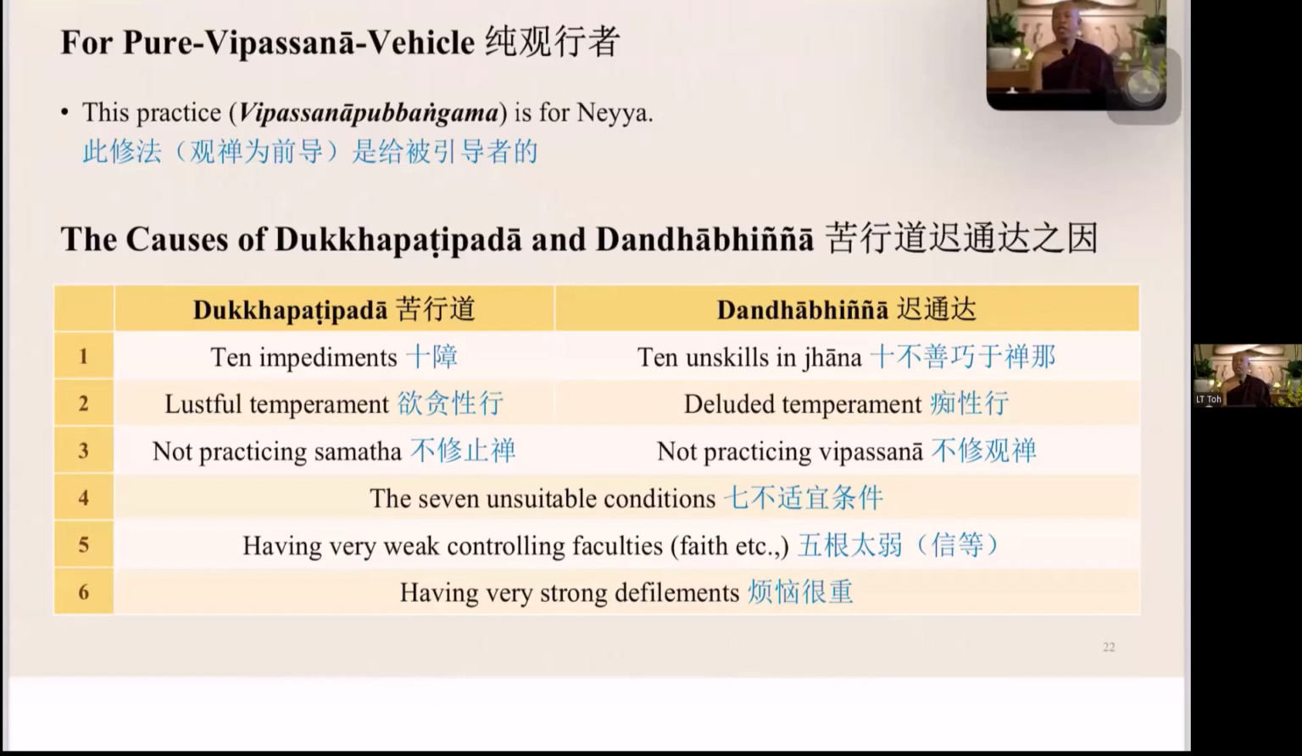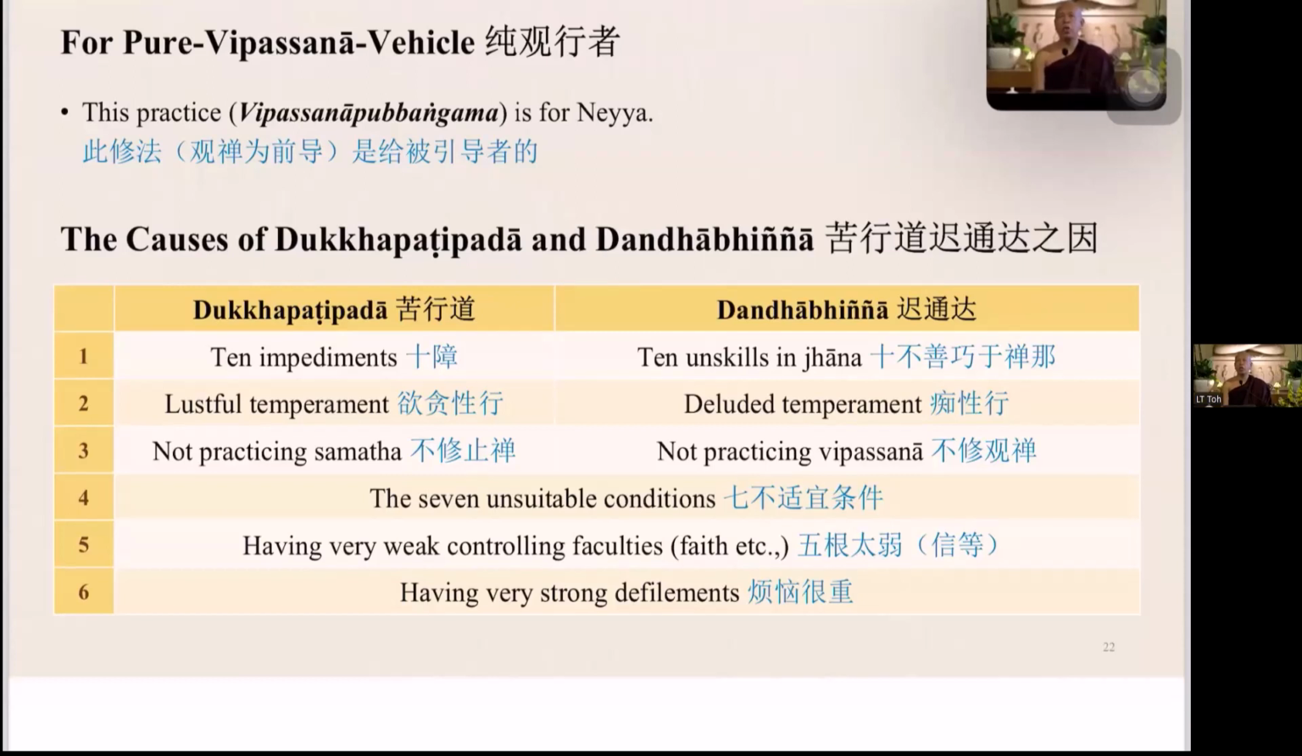Another one is Gocara. Gocara, for bhikkhus, actually, we just say the village where we go for Bindapata. It must not be very far, and it must not be very near also. It must not be very noisy. We can say environment, right? Our environment must be quiet.